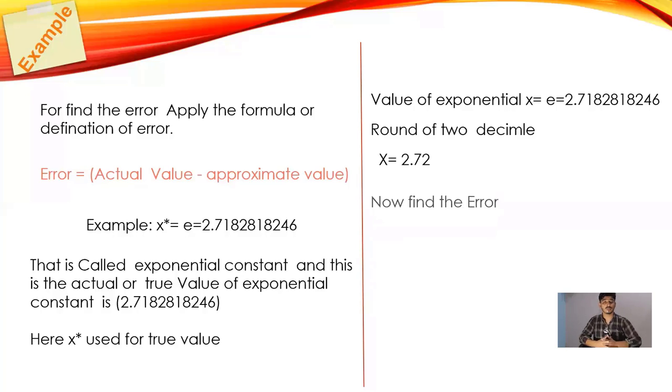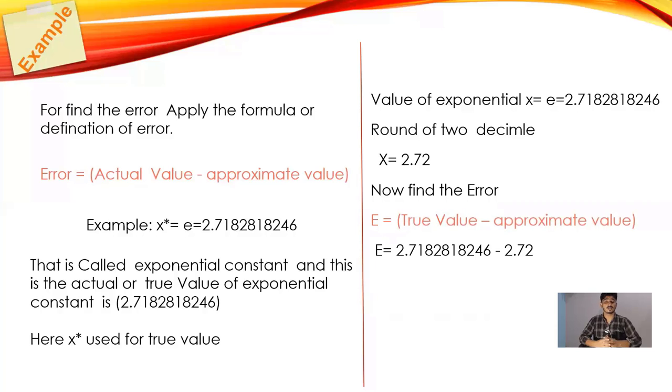So now find the error. We can find the error with the help of this definition, this formula: E is equal to true value minus approximate value. So here the real value is 2.7182818246 and the approximate value is 2.72. So this is the round-off error.